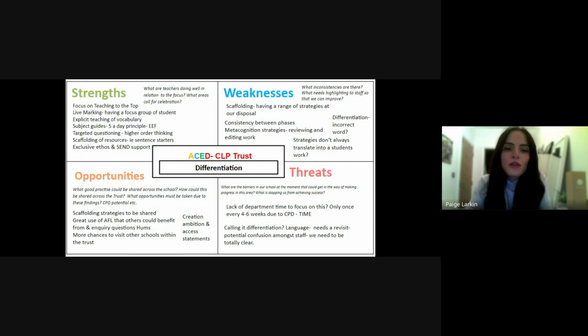You can see that one of the key strengths was the idea of having a focus on teaching to the top. That phrase is quite common across the trust; it is pretty much shared, and I thought that was a real strength. There are lots of things on there, and I'm not going to read every single one of them, because I don't think it's appropriate at this stage, and I shared this previously last academic year. This is what I started with, and it helped me move forward, using those weaknesses, threats and opportunities to guide me with these next steps.